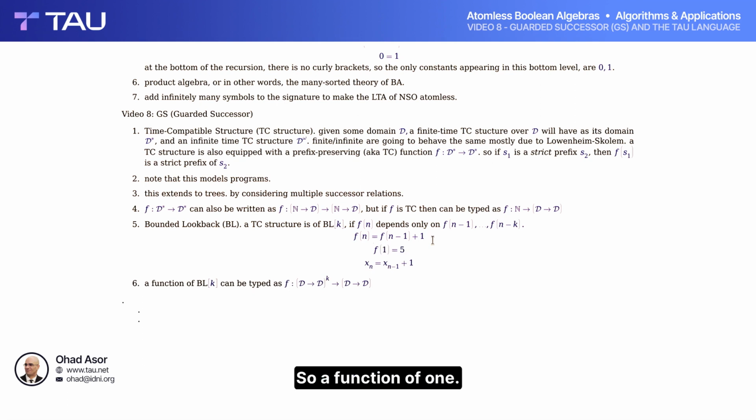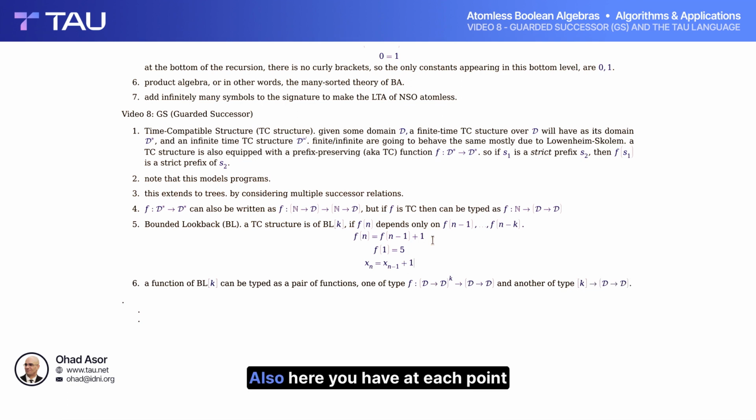So a function of bounded loop can be typed as a pair of functions, one of type this, and another of type, this thing means all natural numbers from 1 to k of this type. Also, here you have, at each point you have a function. Here you have a constant, because in this example, I didn't take into account that the program has inputs.